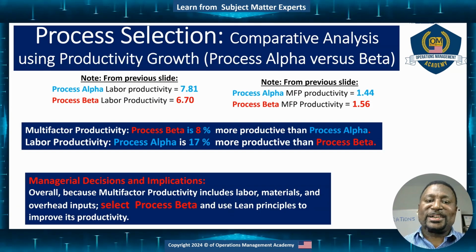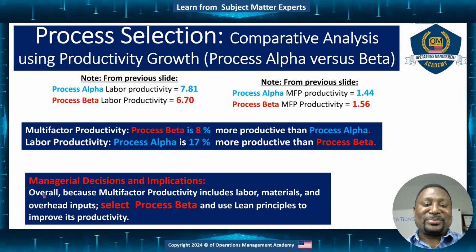So now, managerial decision time. We have our report here. Remember, for labor productivity, alpha beats beta, and for multi-factor productivity, beta beats alpha. Based on multi-factor productivity, beta is 8% more productive than alpha, and based on labor productivity, process alpha is 17% more productive than process beta.